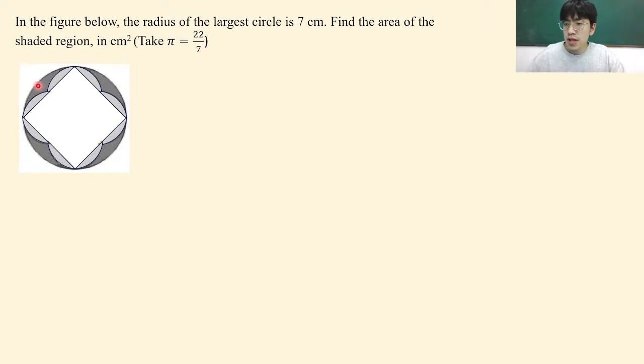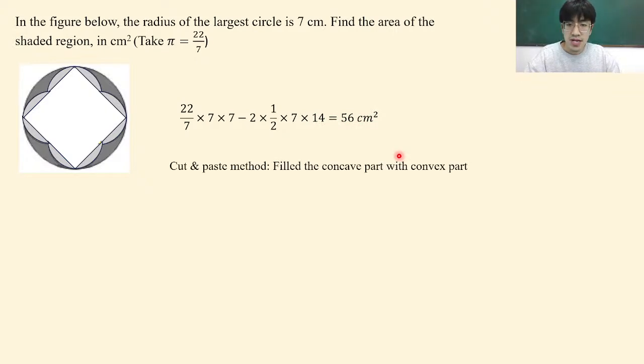And then you get to know that this shadow region is actually the remaining part once you subtract this square from this big circle. And by that, we find that the answer to this problem is 56 centimeters squared. So you can write down on your note that this cut and paste method especially works when you try to fill in the concave part with the convex part. Now this is going to help you solve a lot of geometry problems, especially when it involves circular, arc, or any kind of irregular shape.